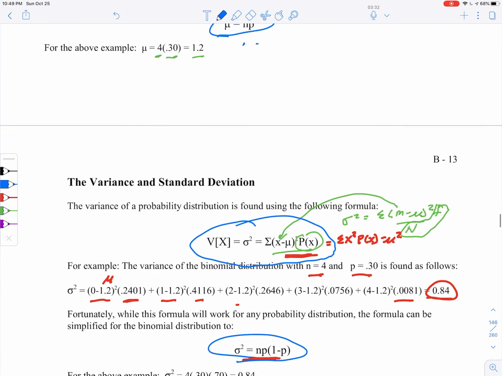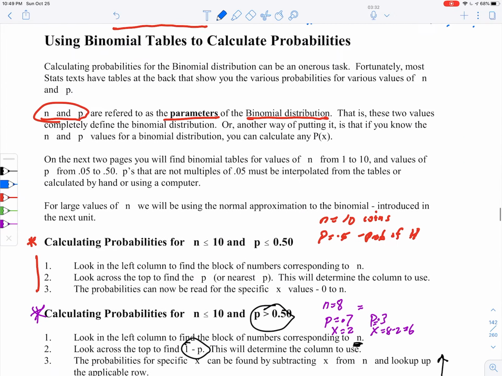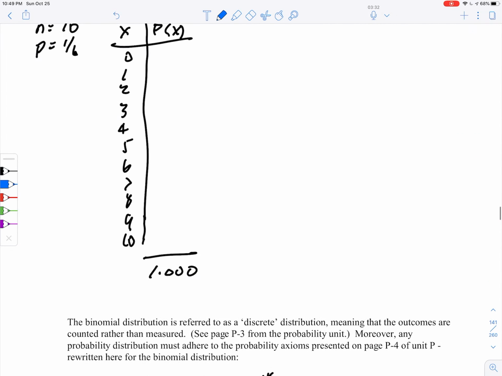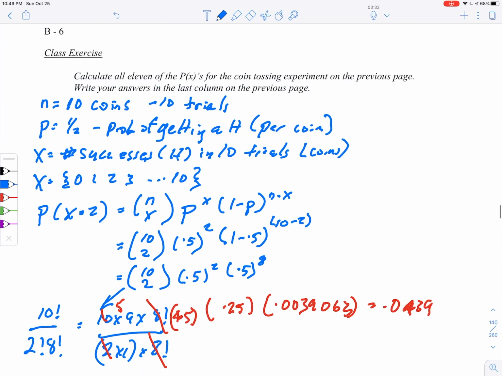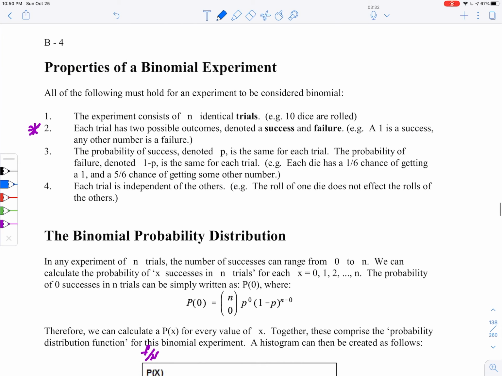Let's just go back and take a look at the binomial properties here. So I'm going to go way back here and take a look at right in here. So back to page B4, the properties of a binomial experiment. And it says that the experiment consists of n identical trials.